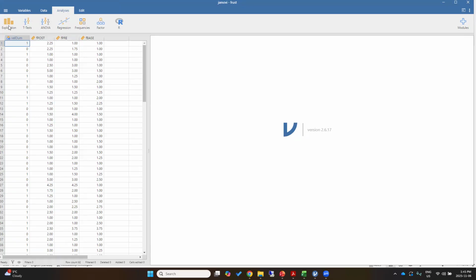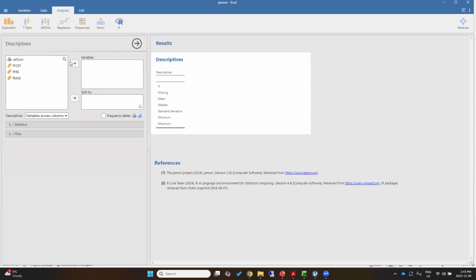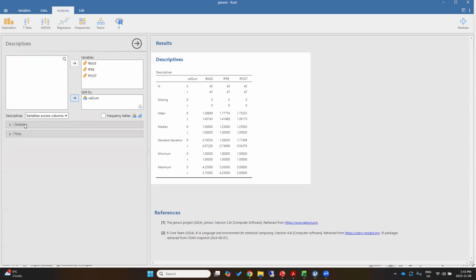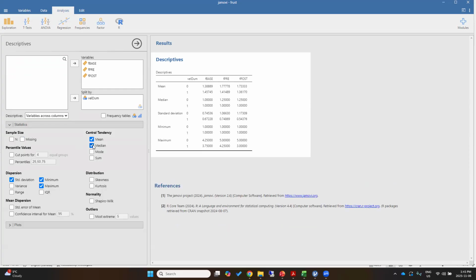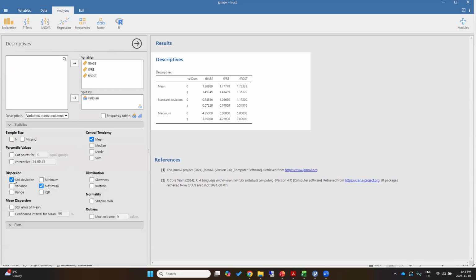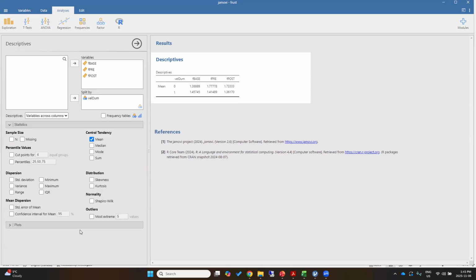Well, I wanted those means, so I'm going to go over to exploration and descriptives and say, I want the mean for baseline, pre, and post, so I'm going to move those over. And I want to split that by condition. I want to know what the means are in each condition. There's a lot going on in this table. Really, I just care about the means right now, so that's all I'm going to ask for from that table. And that's what I have in the slides, just the mean, depending on which condition you're in, at each measurement period, baseline, pre, and post.